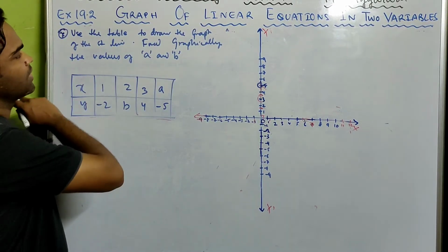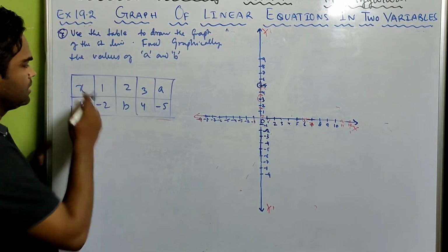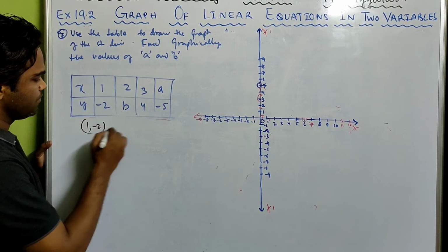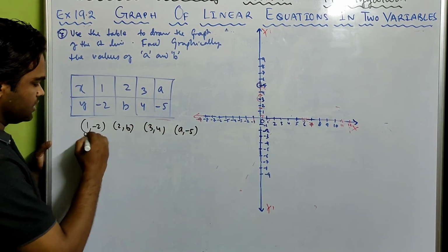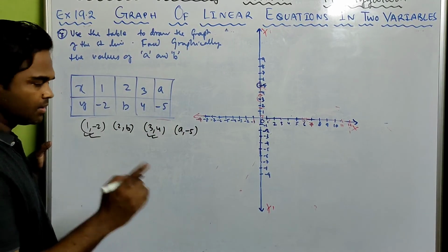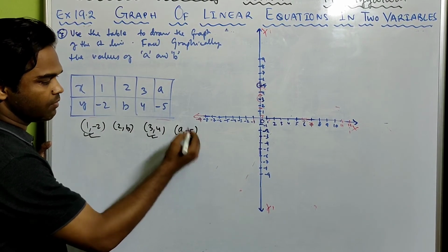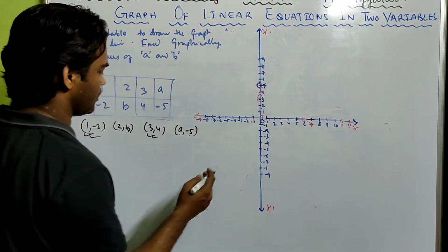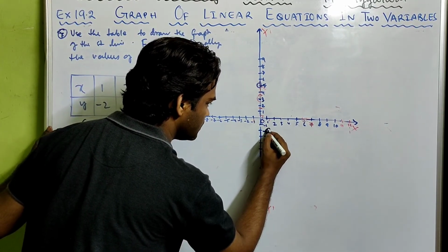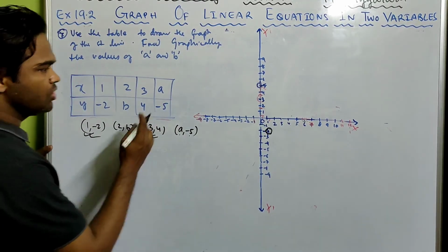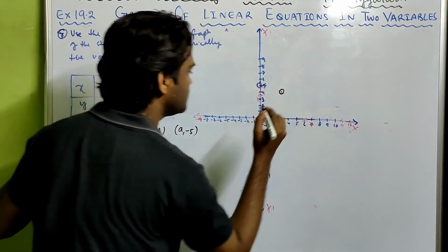Now look at this sum, number 7. Use the table to draw the graph of the straight line. Find graphically the values of A and B. They've given the points (1, -2), (2, B), (3, 4), and (A, -5). We need 2 points to draw the line. Then graphically we'll see what is the value of y when the value of x is 2, and what is the value of x when y is -5. First of all, I'll draw the line. (1, -2) over here. Isn't it? (3, 4) over here, isn't it?